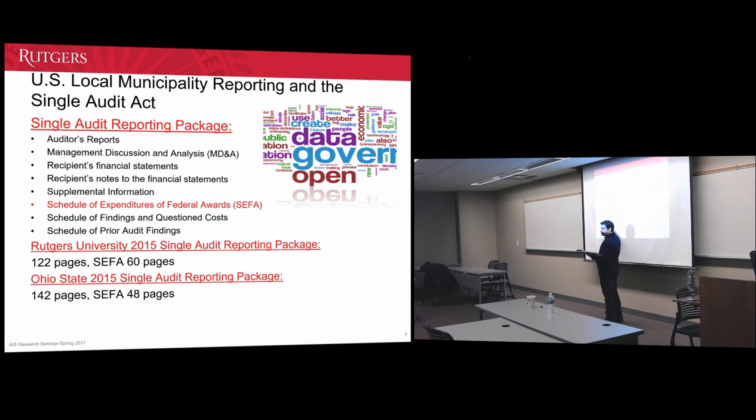Rutgers 2015 report, single audit report, is 122 pages. Ohio State is 142 pages. That's a long document. That's a very long document. Again, you go back to the part where who would understand it? Do you think that a regular citizen would understand it? They would need something a little bit more accessible. Plus, if you have all these tables, and you will see how all these tables are formatted, you will understand what I'm talking about.